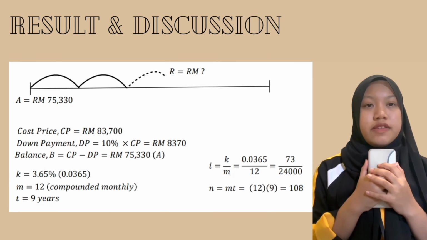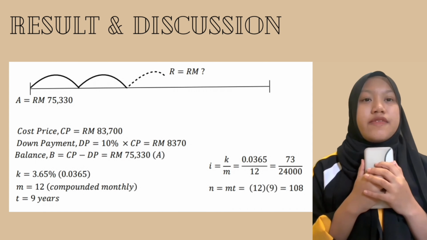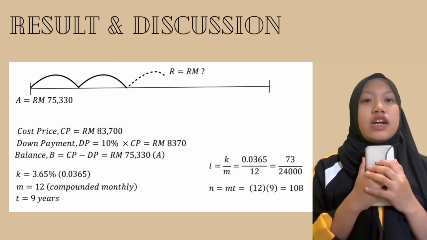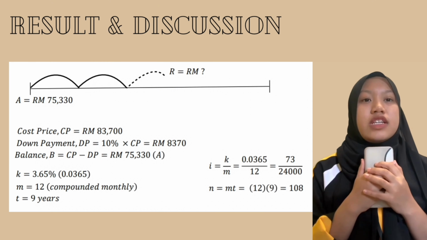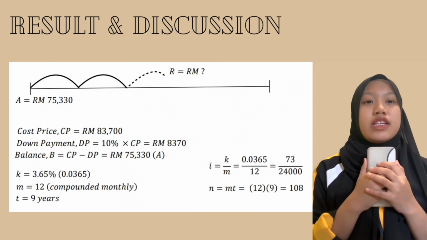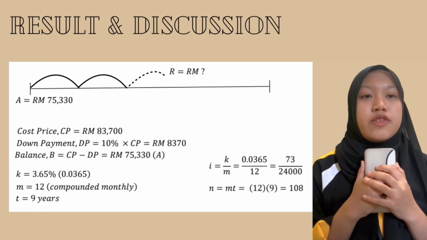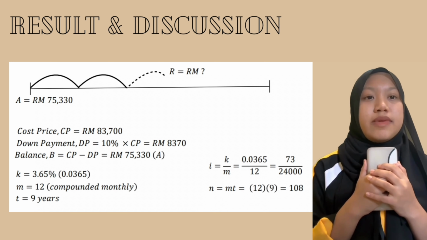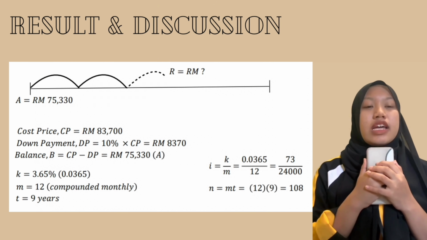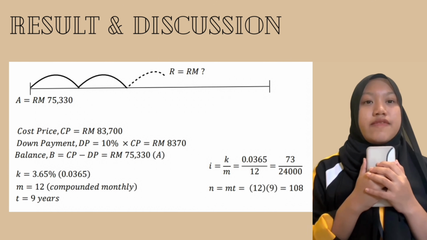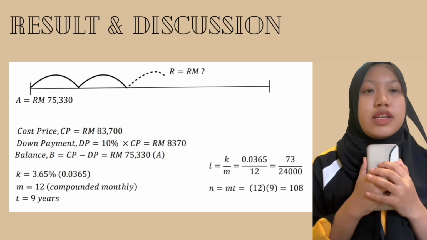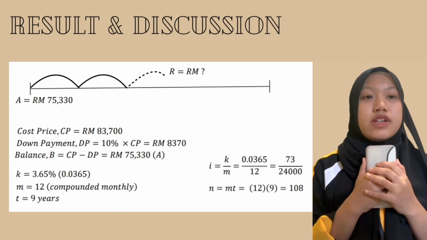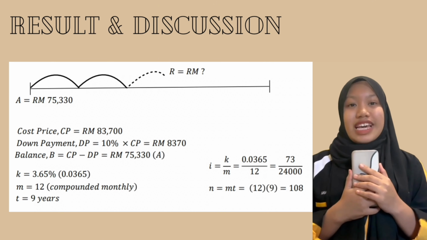We have the timetable. For the timetable, we have A equal to RM 75,330. So we have to search for R. The cost price, CP, equals 83,700. The down payment, DP, equals 10% multiplied by CP, so we get 8,370. The balance equals CP minus DP, so we get 75,330, which is A.